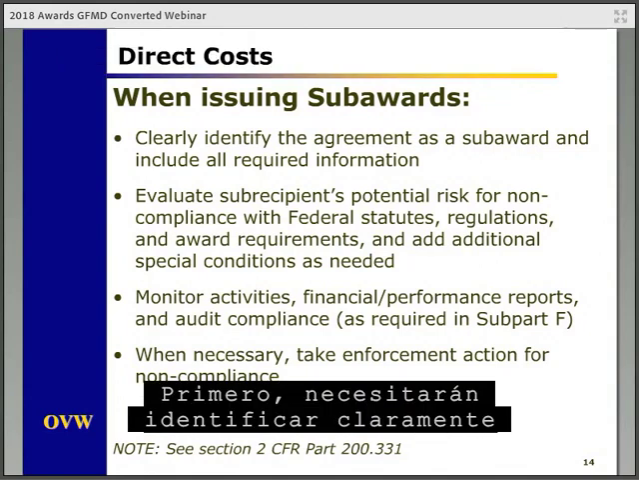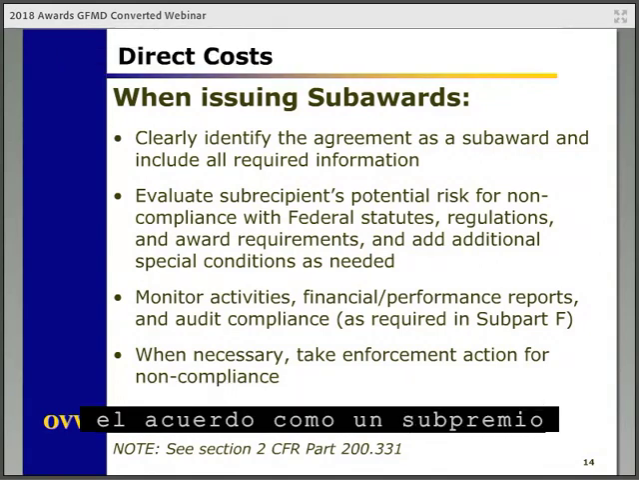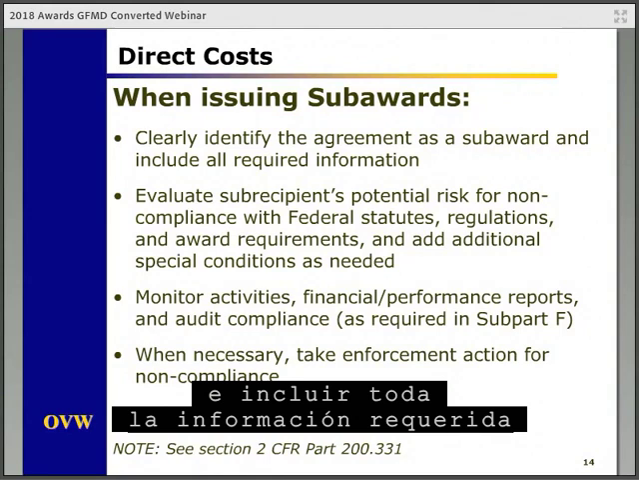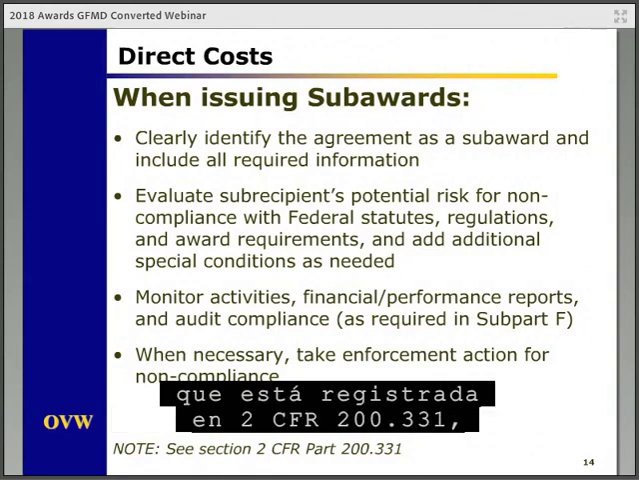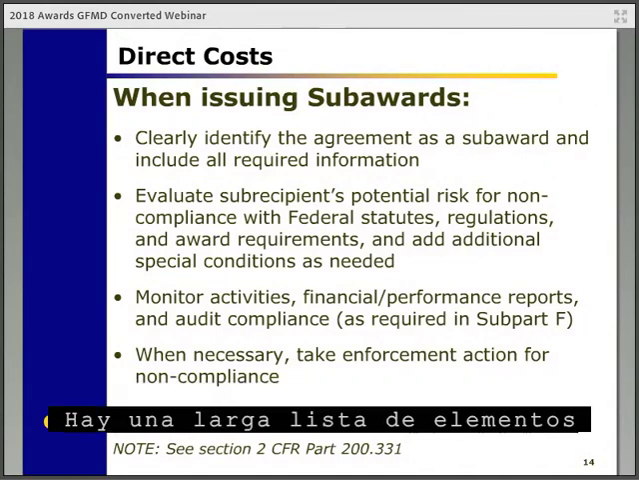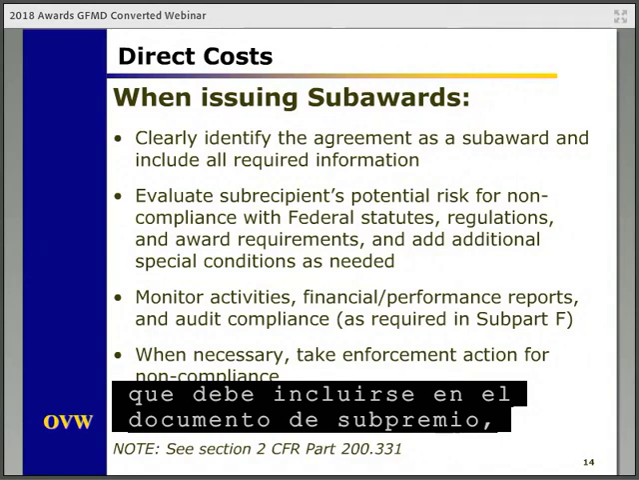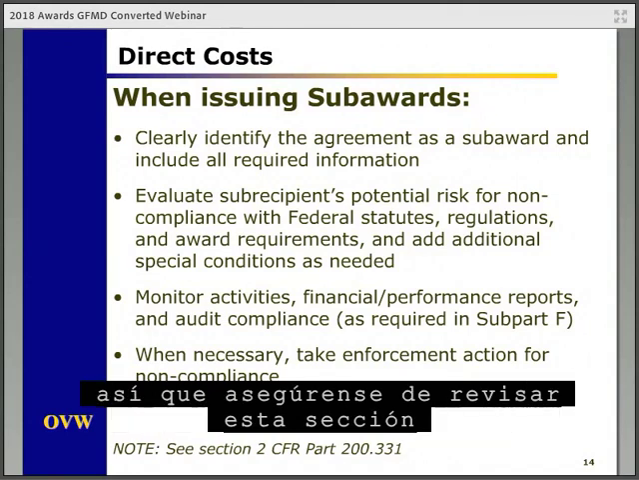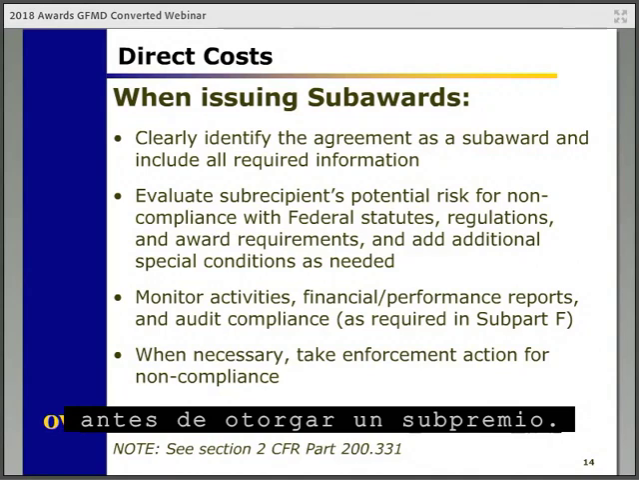First, you'll need to clearly identify the agreement as a subaward and include all of the required information, which is listed in 2 CFR 200.331, as you can see at the bottom of the slide. There's a long list of elements that must be included on the subaward document, so make sure to go through this section before issuing a subaward.